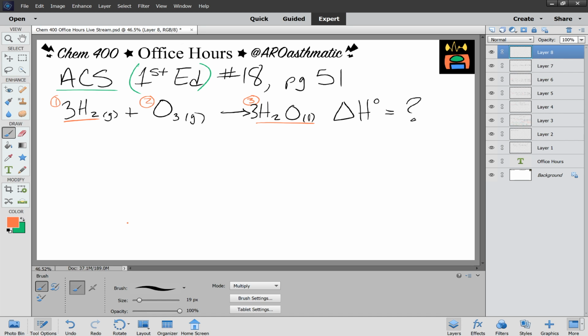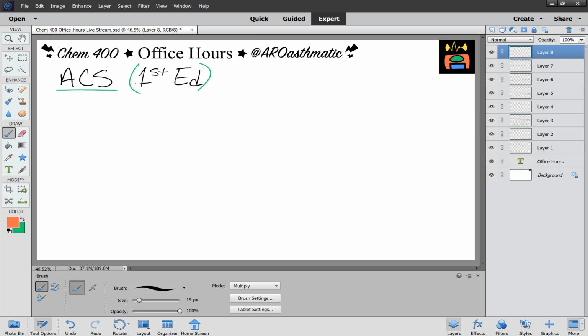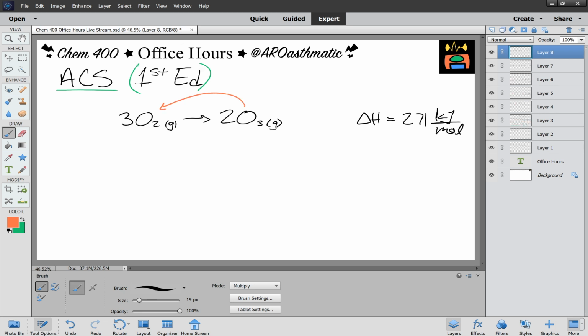So now, I'm going to zero that out for a minute. So, where are we? Okay, the reaction for ozone. The first problem here with the reaction for ozone, so we have 3 moles of O2 producing 2 moles of O3, which is ozone. This is a delta H of 271 kilojoules per mole.